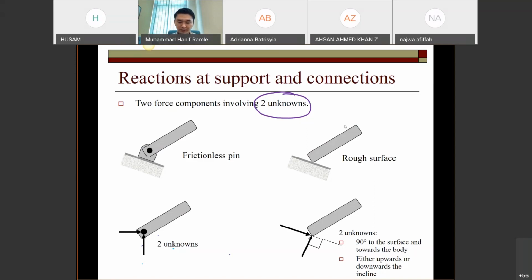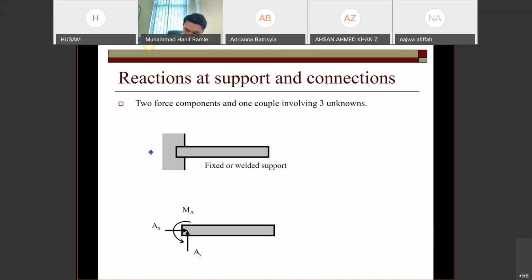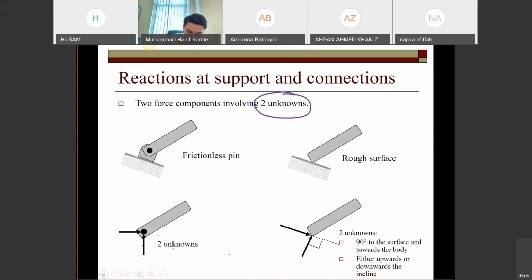Okay, two force components involving two unknowns. The first one is frictionless spin, and the second one is rough surface. So for frictionless spin, we do have a pin there. This rigid body is attached with the pin system, which is this. So my question is, how many DOF are involved with this system, with this purple rigid body?